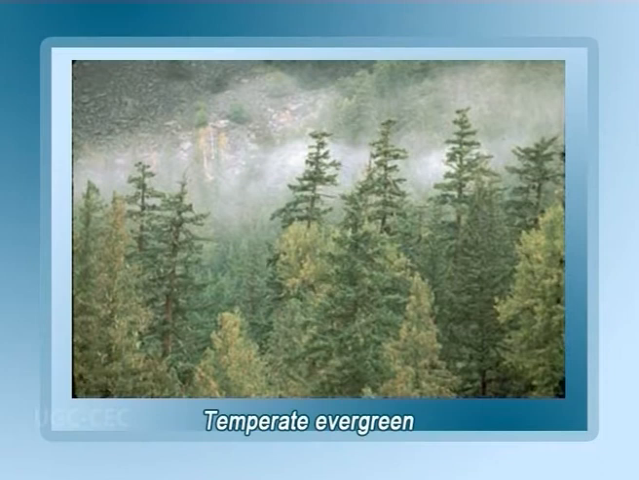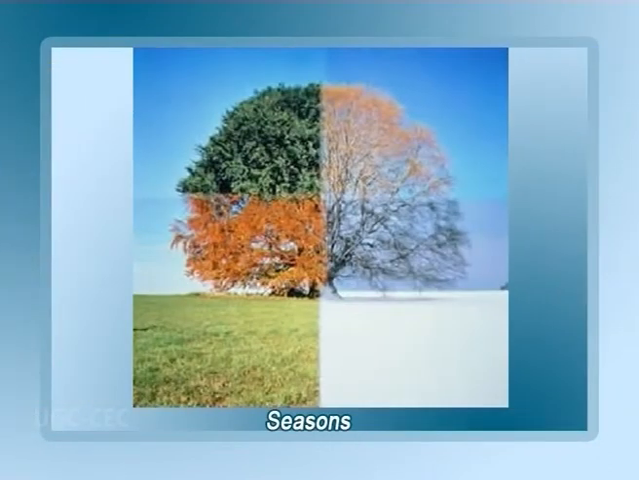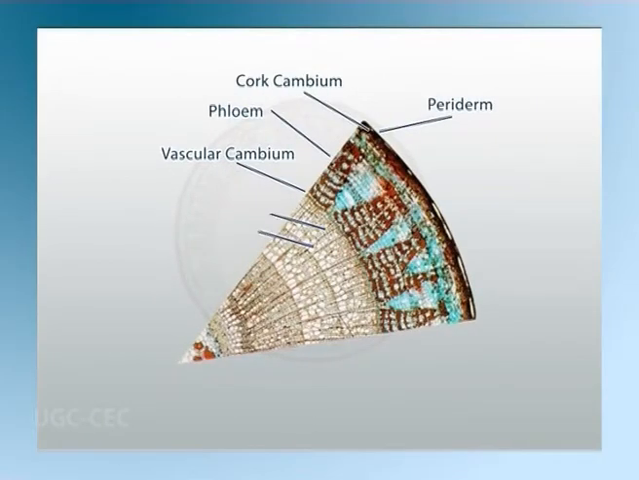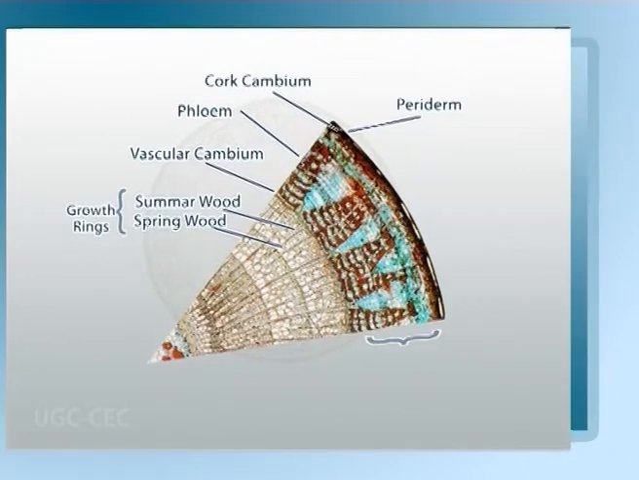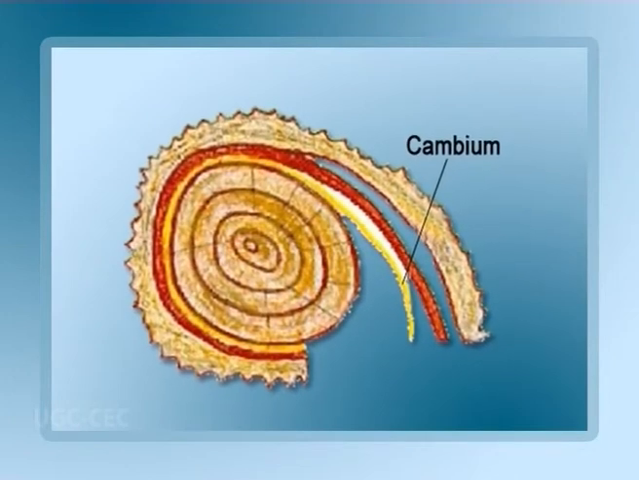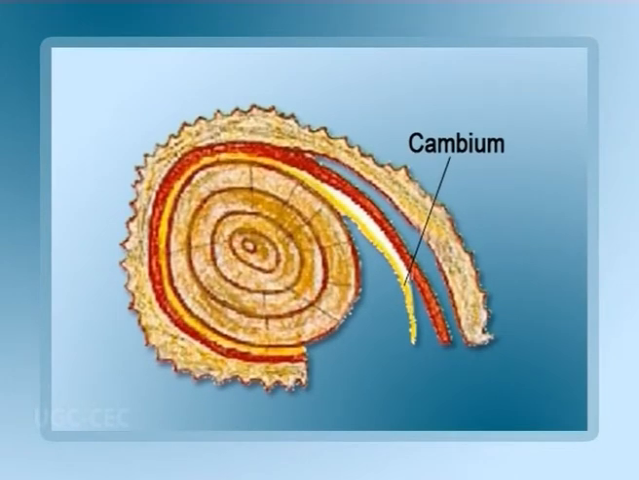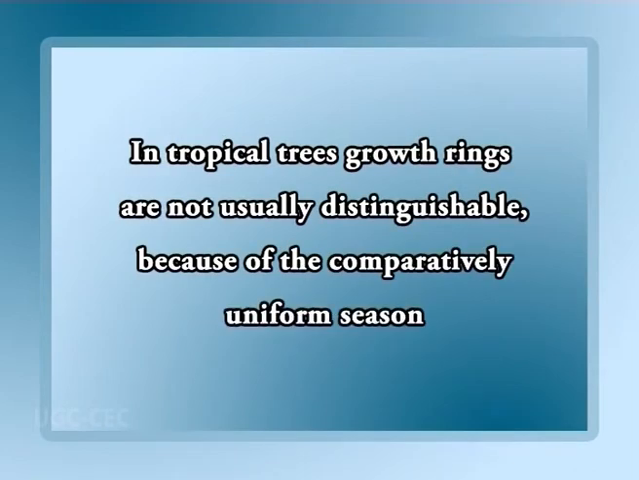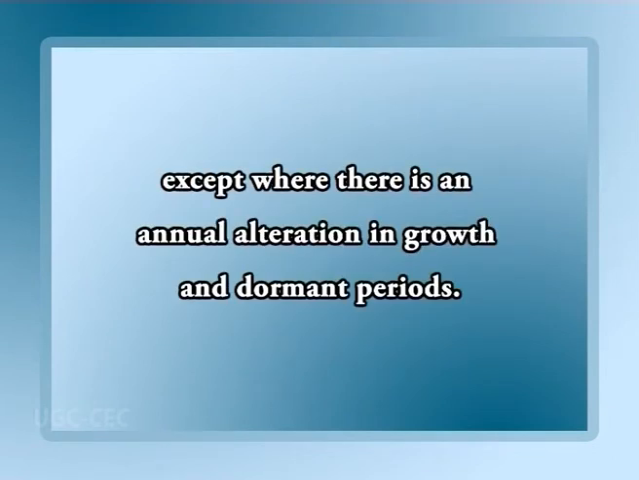Growth rings are characteristic features of most trees and shrubs of temperate origin, both deciduous as well as evergreens, where the seasons differ more markedly. Plants grown in such regions show characteristic growth layers or growth rings due to periodic activity and quiescence of cambium under the influence of changing seasons. In tropical trees, growth rings are not usually distinguishable because of the comparatively uniform season, except where there is an annual alternation in growth and dormant periods.